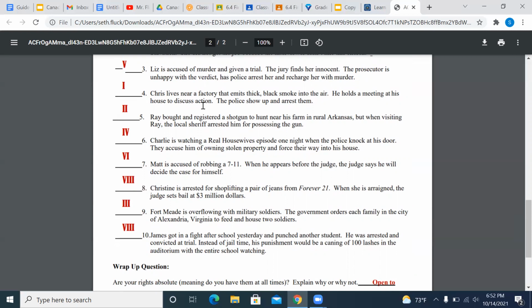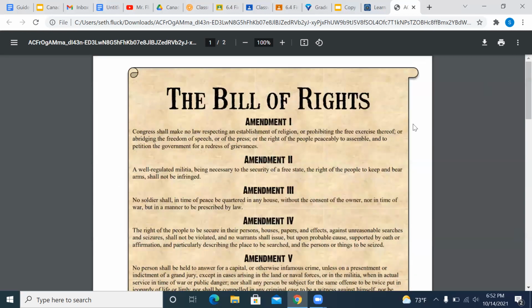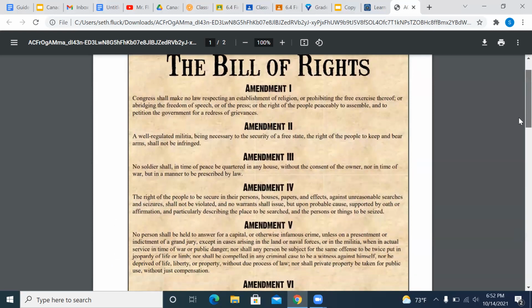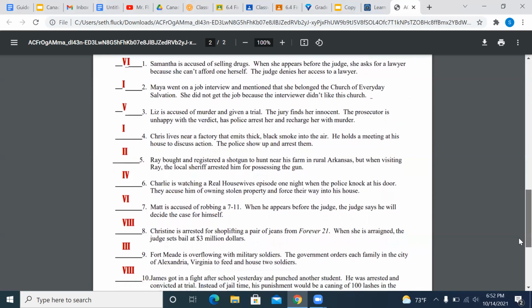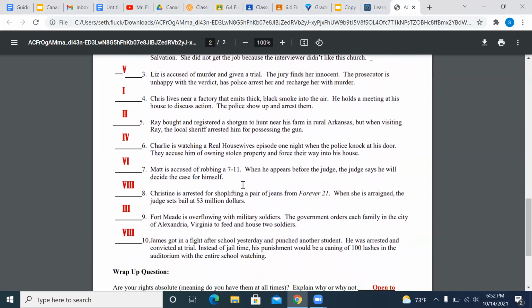Number 4, Chris lives near a factory that emits thick black smoke into the air. He holds a meeting at his house to discuss action, and the police show up and arrest him. That's the First Amendment right there. They are assembling, and people have the right to peaceably assemble. They're meeting in his house. They're not doing anything wrong. They're just talking about it. So the police coming in and breaking it up, that would be a violation of the First Amendment.